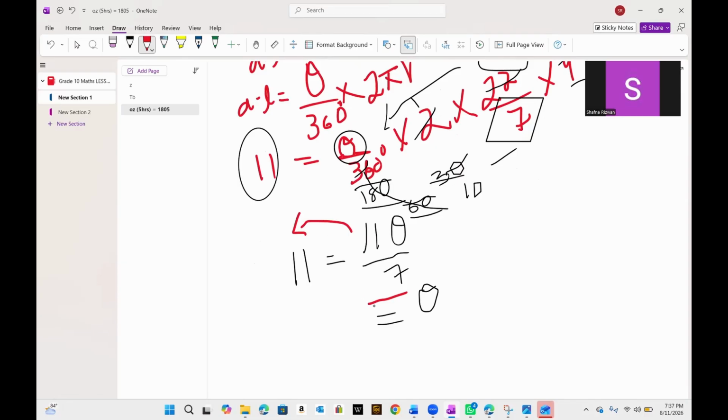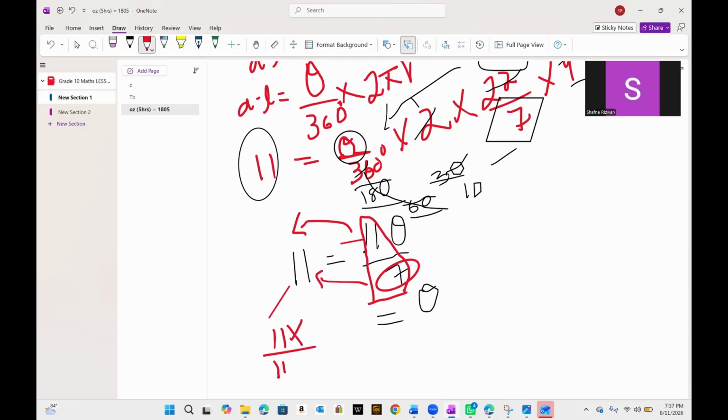When I want to take these to the other side, what will happen? I have to take whatever is on top to the bottom, and bottom to the top. But this 11 is already the same, so don't worry about that. Here 11 was where? In the top. So it will become bottom 11. And this 7 was what? Bottom. Take it to the top.